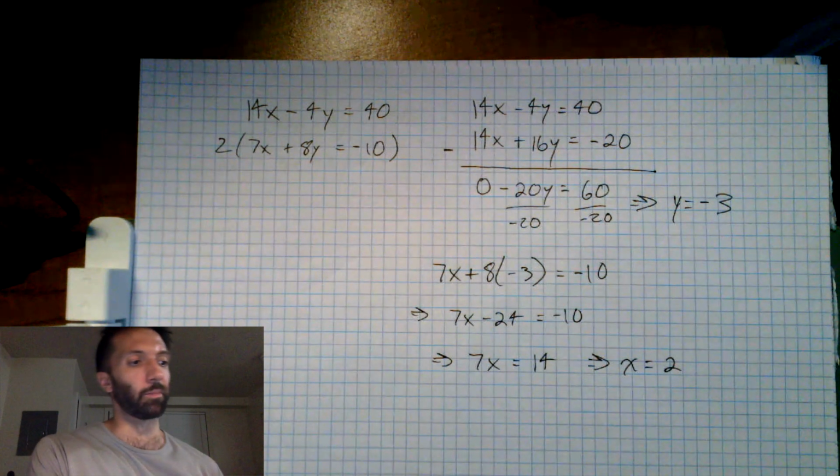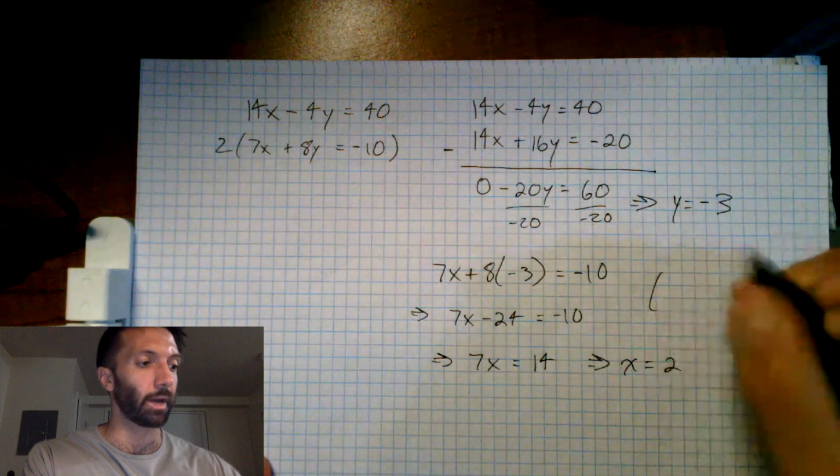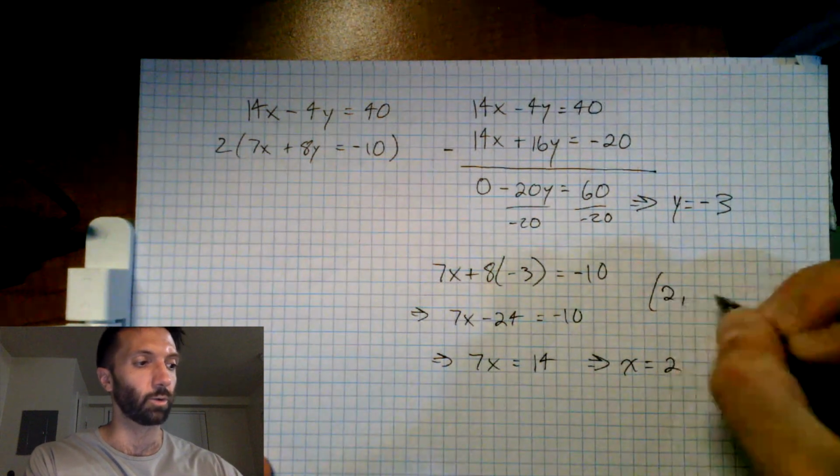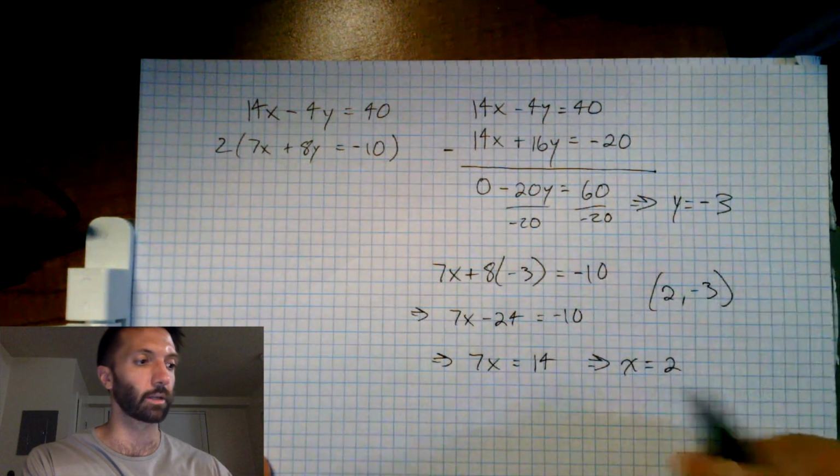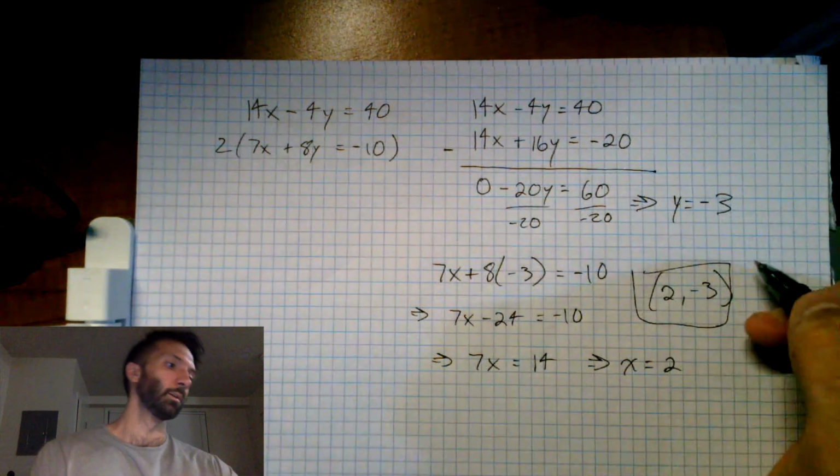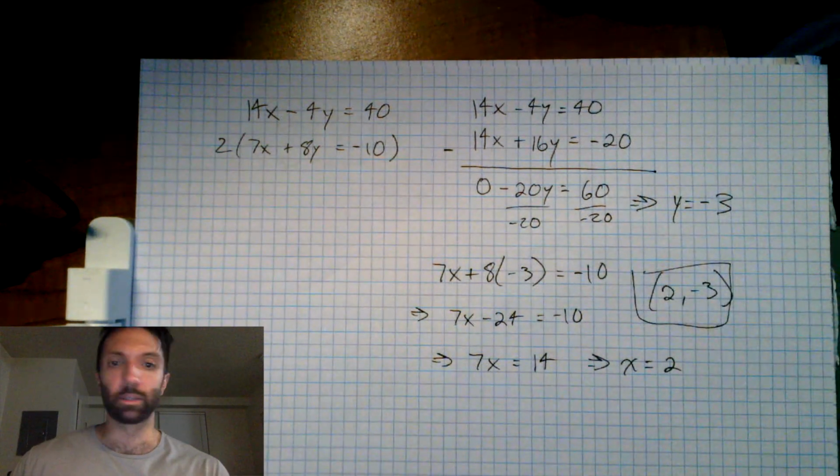2. And remember, the solution to the system is an ordered pair where x always goes first. 2 comma negative 3, x comma y. And that is the solution to the system.